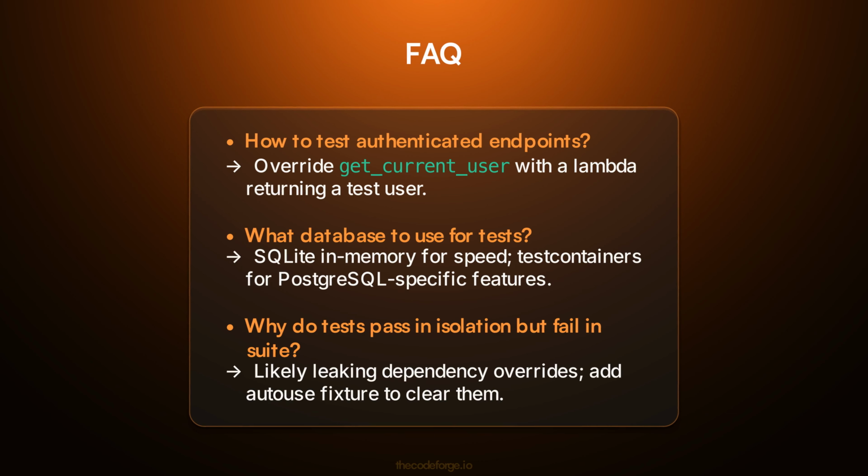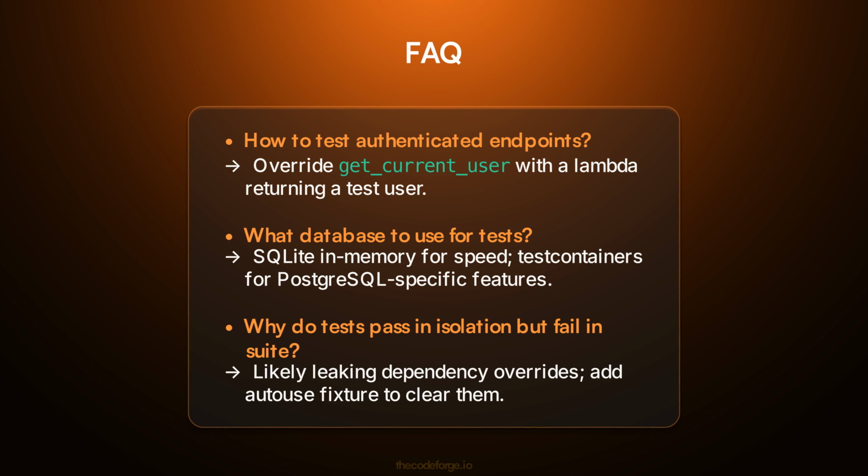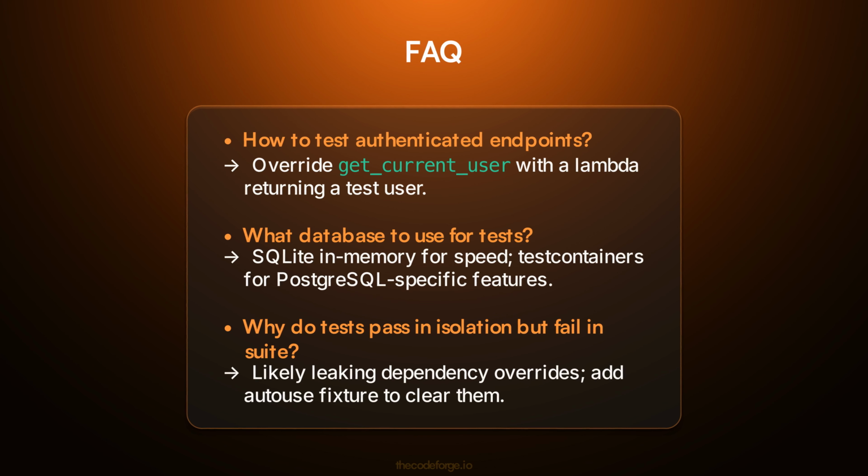And a few frequently asked questions. How to test authenticated endpoints? Override get_current_user with a lambda returning a test user. What database to use for tests? SQLite in memory for speed, Testcontainers for PostgreSQL-specific features. Why do tests pass in isolation but fail in the suite? Likely leaking dependency overrides; add an auto-use fixture to clear them.